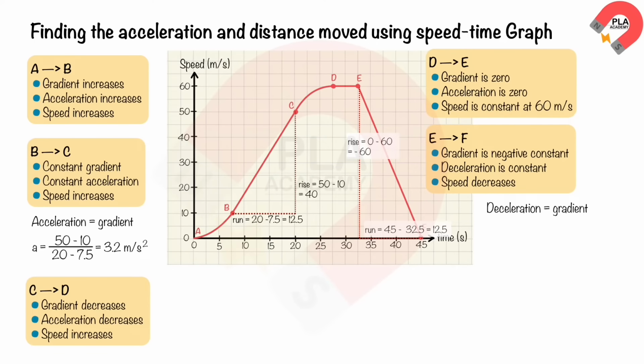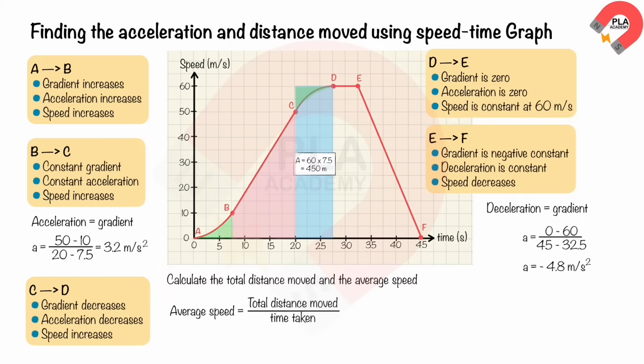We can find the average speed by the total distance moved divided by total time taken. The total distance moved is equal to the area under graph. The area under graph between A to B is approximately equal to the area here. So we combine the area under graph between A to B with the area between C to D as a rectangle. The area of this rectangle is equal to 60 times 7.5, which is 450 meters. The area under graph between B to C forms a trapezium shape.